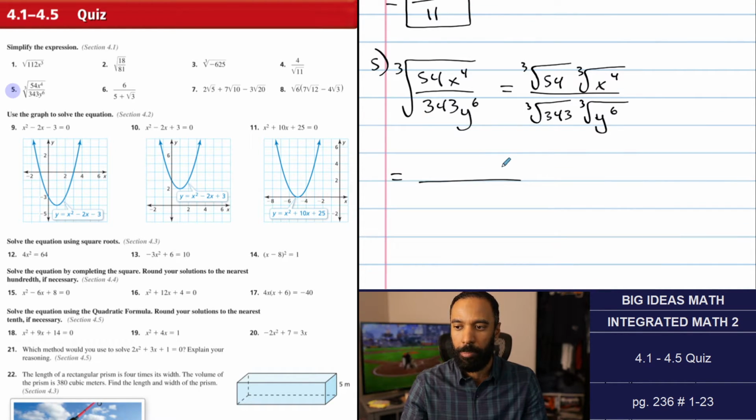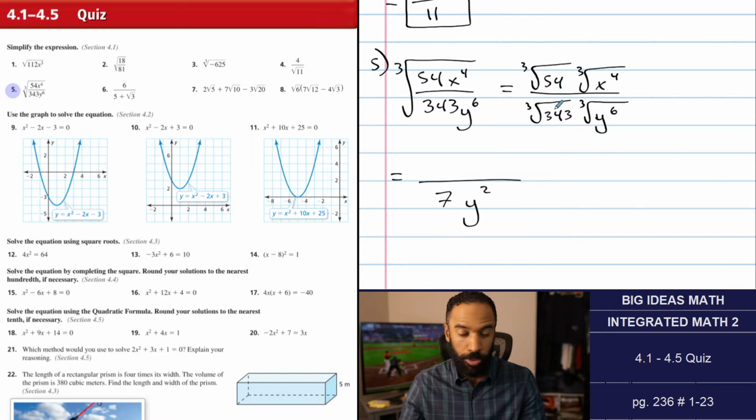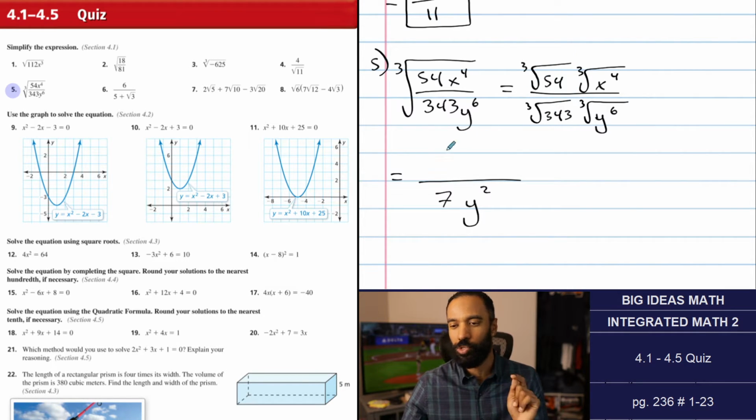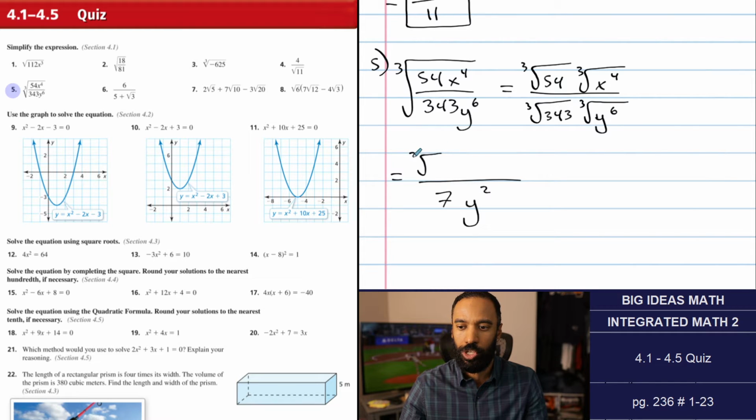I'll deal with the top in a moment. Cube root of 343 is 7. Cube root of y to the 6th is y squared. On the bottom, I have 7y squared. No cube root anymore. 54 is not a perfect cube, but 27 is, and 27 is a factor of 54. Cube root of 27 times cube root of, not 3, but 2.